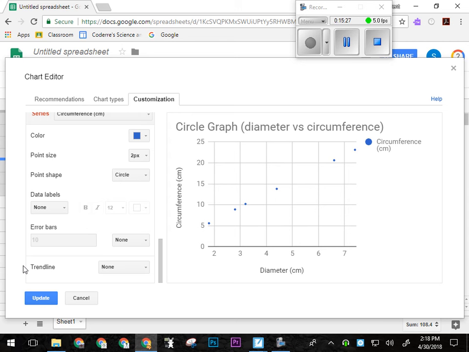How many people have heard of a line of best fit or best fit line? How many of you took math already? Math 10. Then you've heard of a best fit line or a line of best fit because that's part of math.